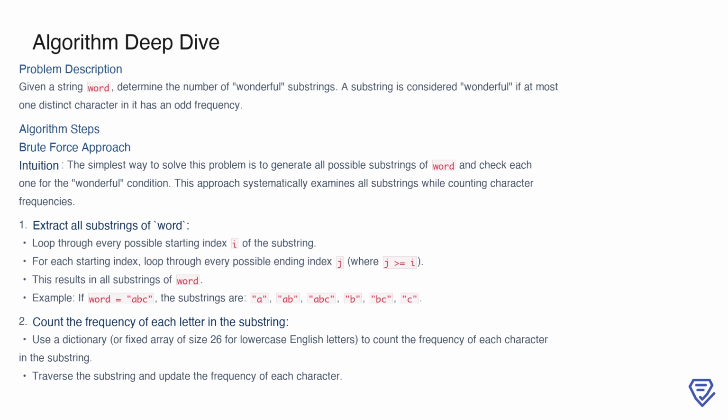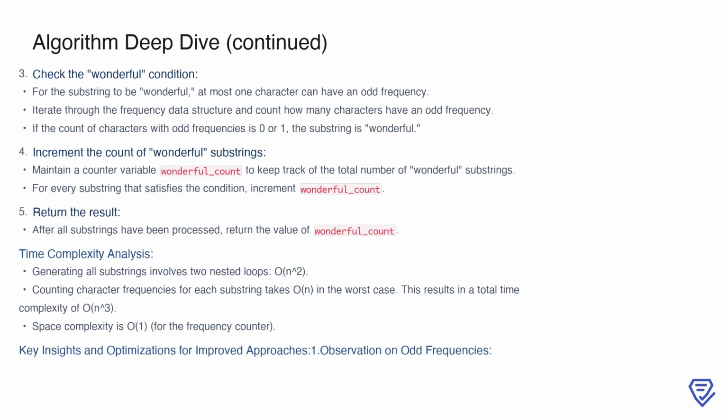Next, we calculate the frequency of each character within a substring. Using a dictionary or an array of size 26, we traverse the substring and update the frequency count for each character. This prepares the data we need to evaluate the wonderful condition. Once we have the frequency counts for a substring, we check whether it meets the wonderful condition. To do this, we count how many characters in the substring have an odd frequency. If this count is 0 or 1, the substring is deemed wonderful.